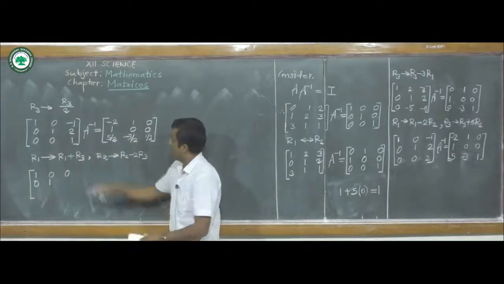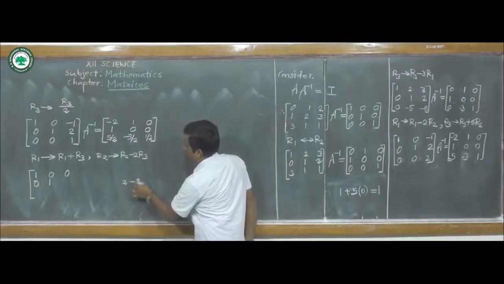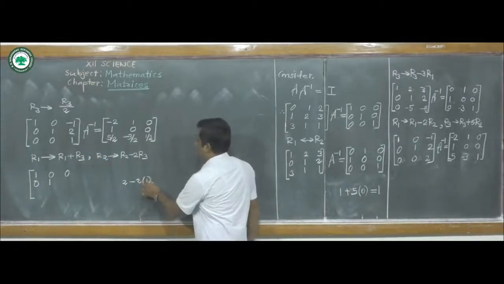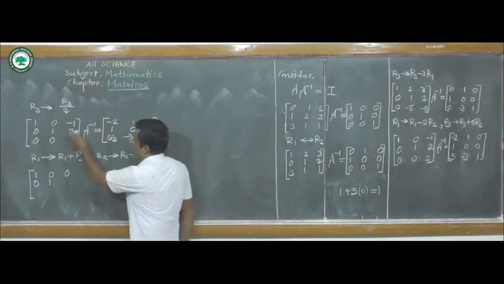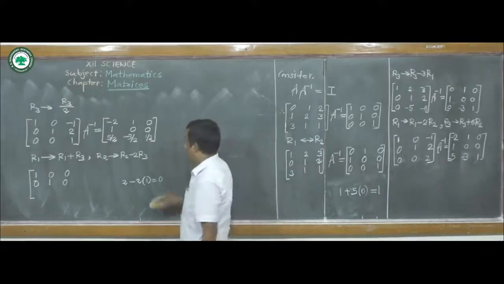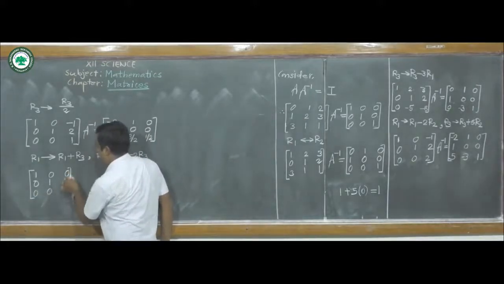For the last element from the second row, consider 2 minus 2 times the last element from row 3, which is 1. We know 2 minus 2 is 0. So here in the position of 2 we get 0. Now we keep our last row as it is. Here 0, 0, 1 as it is.